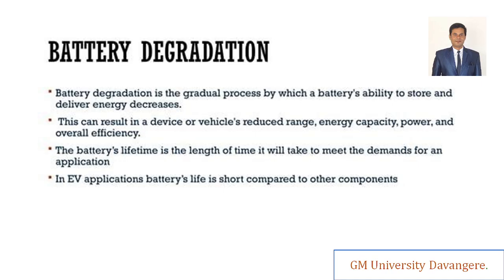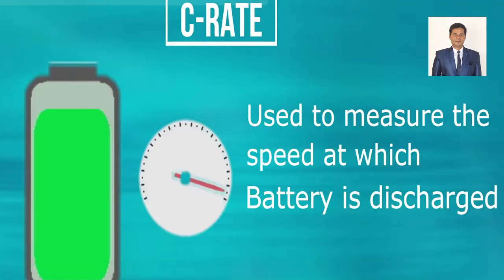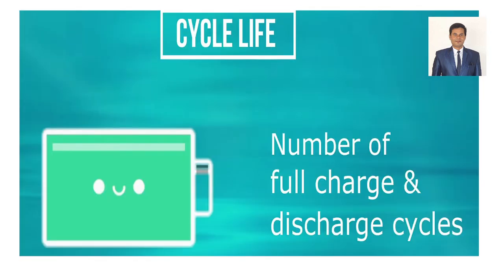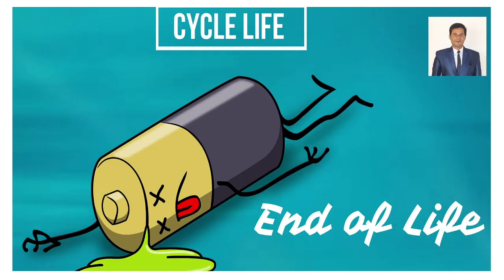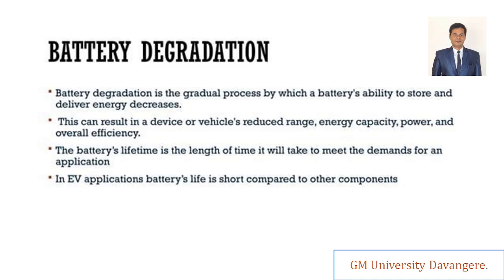What we discussed about the life cycle in the earlier slides showed the life cycle: the number of full charge and discharge cycles. How long it will take to charge and how long it will take to discharge the battery, right? If it doesn't match properly, then the life will end. So we have to see the battery charging and discharging parameters, how the battery is charged and how it discharges.